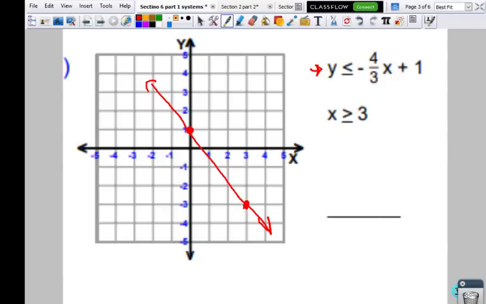Alright, Susie, what point do you want to pick? Pick one that's not on the line. That's all you need to do. 1, 1 is a good one. So I'm going to plug in 1 for x, 1 for y. We're going to see what we get. You don't have to use 1, 1 if you don't want to. We'll get the same answer either way. So negative 4 over 3 times 1 plus 1.